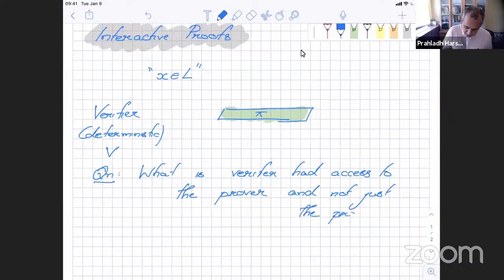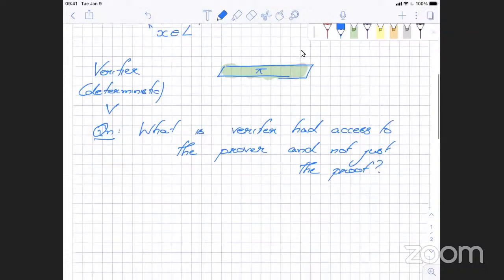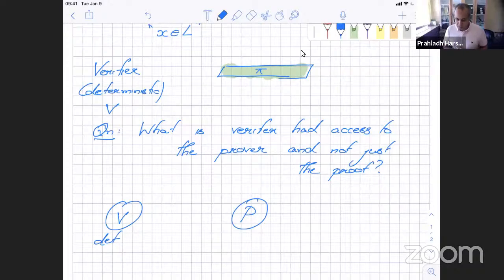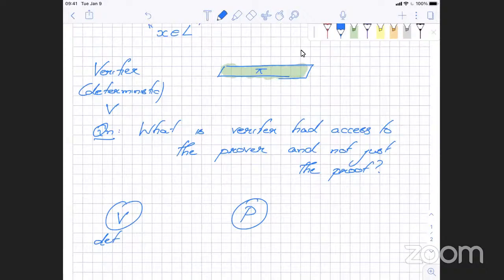So for instance, the setting is sort of this: there's a V, a deterministic verifier. Prahladh, there is an instead of is. Pardon? What if instead of what is?